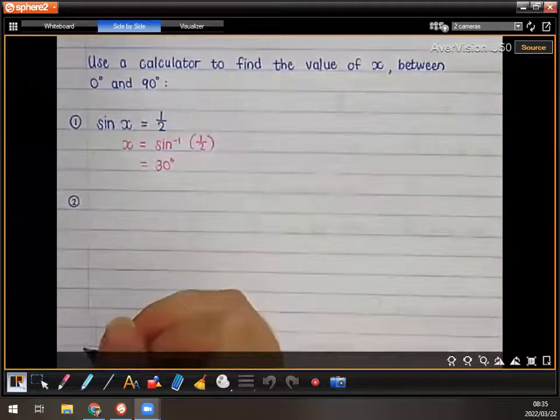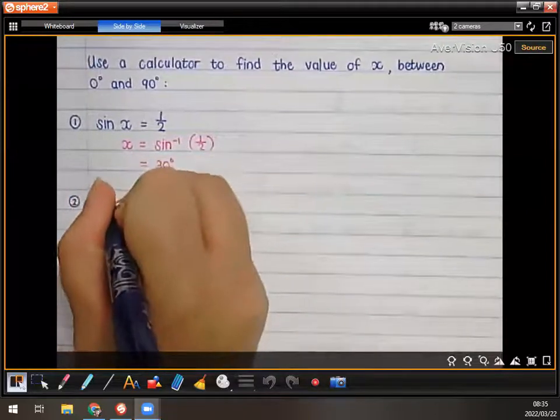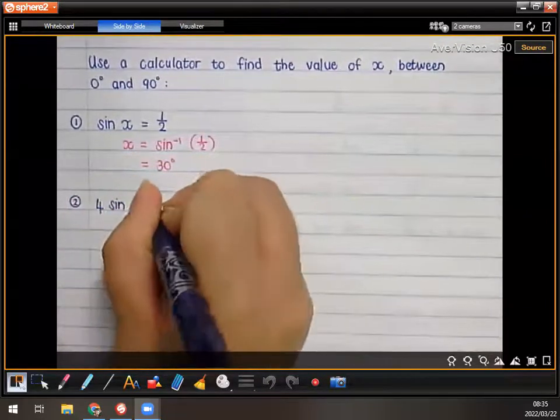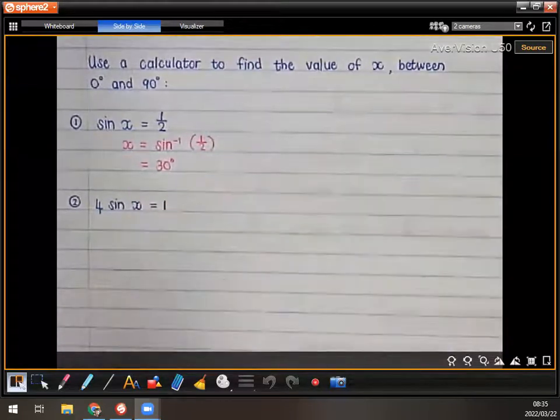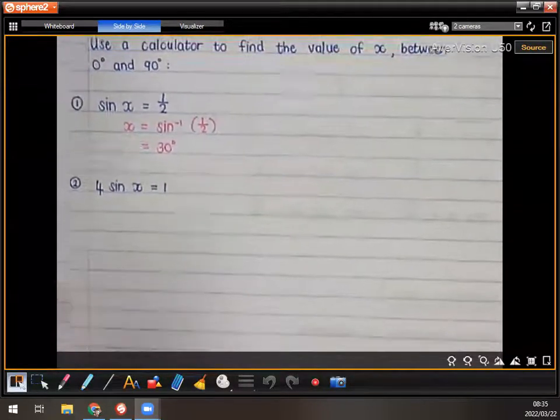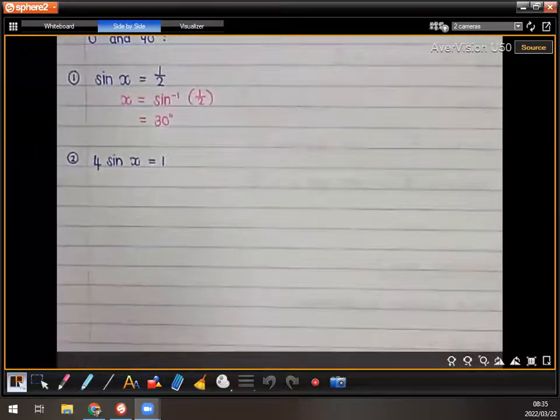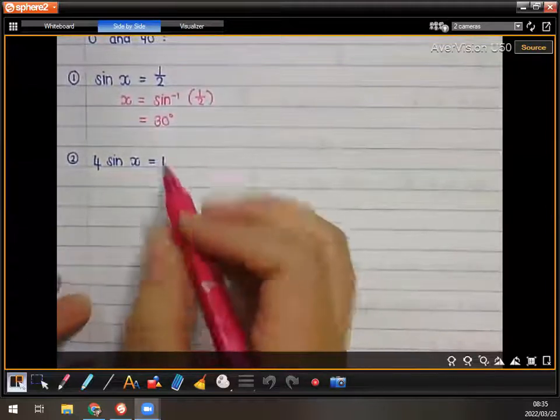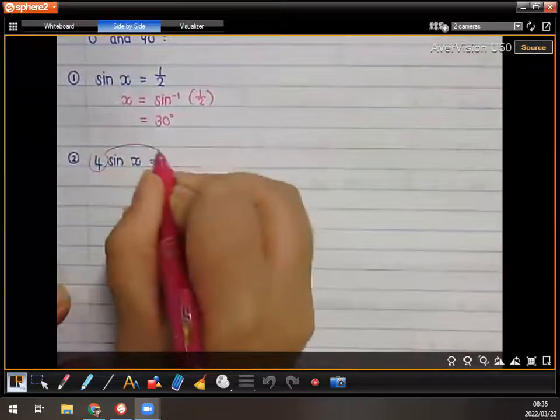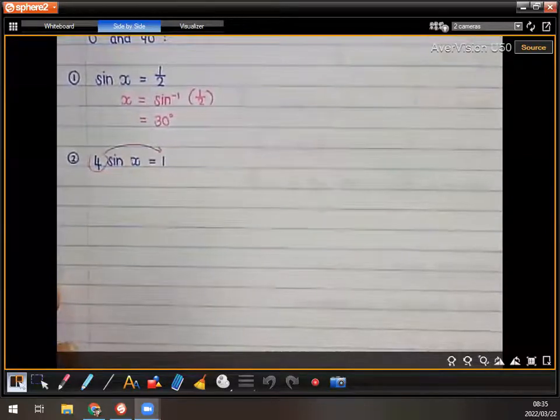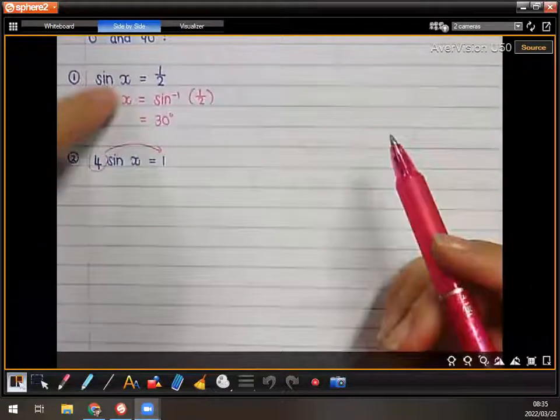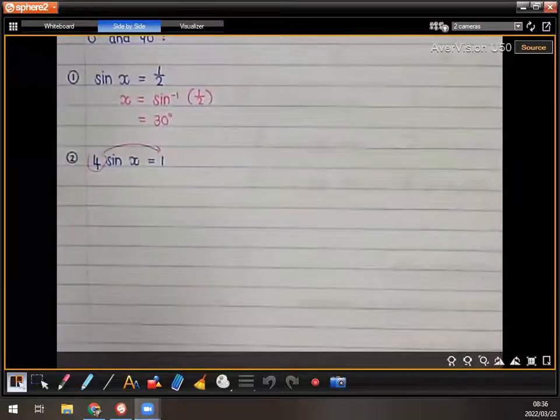Number 2, 4 sine x equal to 1. Now guys, just like we solved for x in a normal equation, we want to get everything on the other side. This 4, we need to move to the other side first before we can do shift sine. I can't do shift sine if I leave the 4 on this side. It has to be like in the first equation, sine of an angle equal to a number.